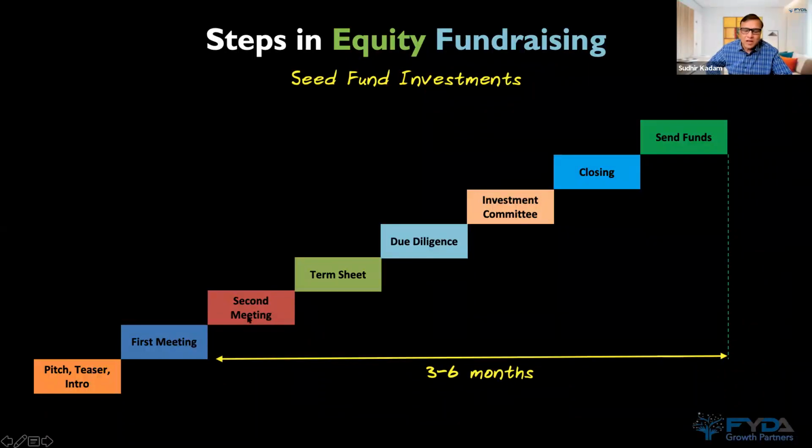And this meeting could last as long as an hour and a half to 2 hours. At the end of this meeting, they might decide to give you a term sheet or not. Term sheet basically means I will give you funding based on certain terms. So that is a term sheet.